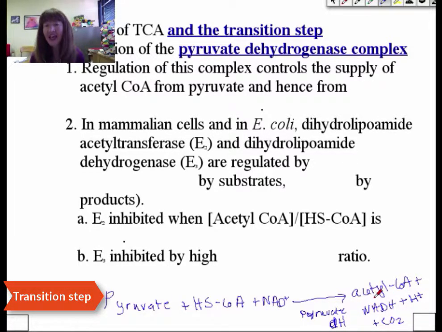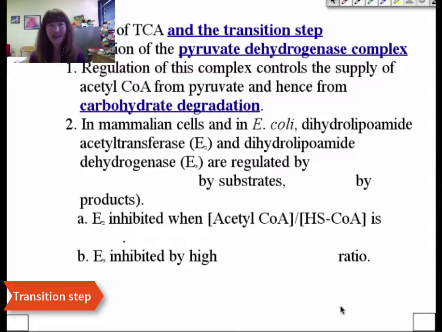If products are high, then inhibition will occur. If reactants are high as compared to products, then activation will occur. So we're basically seeing these mass action effects. So let's go ahead and jot that down. So regulation of this complex controls the supply of acetyl-CoA from pyruvate and hence from carbohydrate degradation. We already mentioned that. So in mammalian cells and in E. coli, the E2, or dihydrolipoamide acetyltransferase, and dihydrolipoamide dehydrogenase are the two components of the multi-enzyme complex that are regulated by these mass action effects.